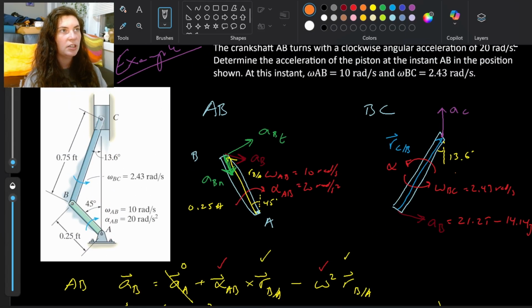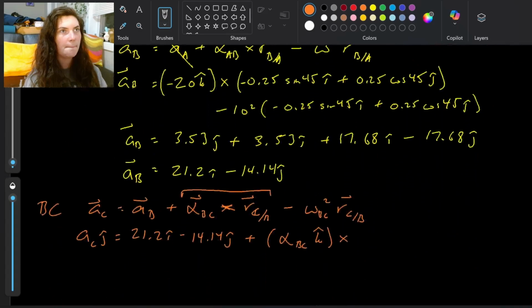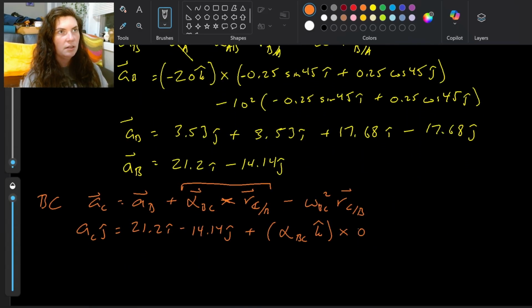And that position vector is positive in the x and positive in the y, and it has this angle of 13.6. So the x component is sine 13.6. What's that length? 0.75 feet. So 0.75 sine 13.6 I hat plus 0.75, oh, not sine, cosine 13.6 j hat.